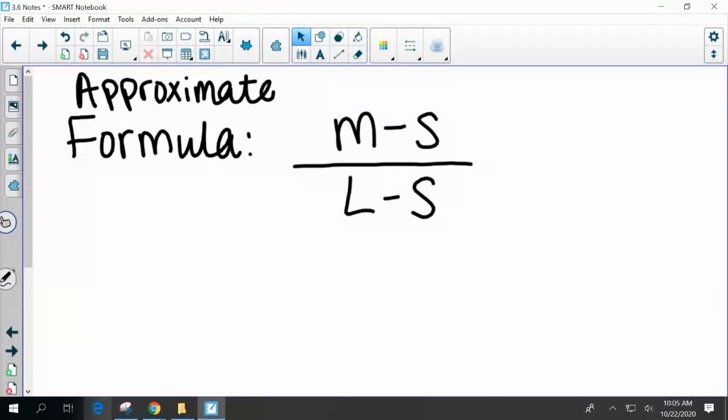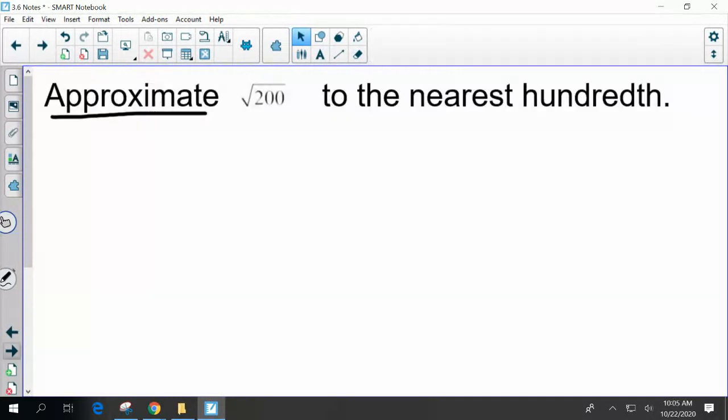And it's just a way for you to remember what to subtract. Okay, so we are approximating the square root of 200 to the nearest hundredth. So this is not just typing it in our calculator and calculating. What we're going to do first is find 200 on your chart and see what numbers it goes between.